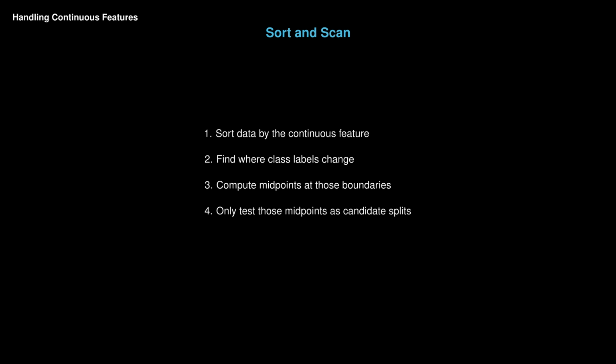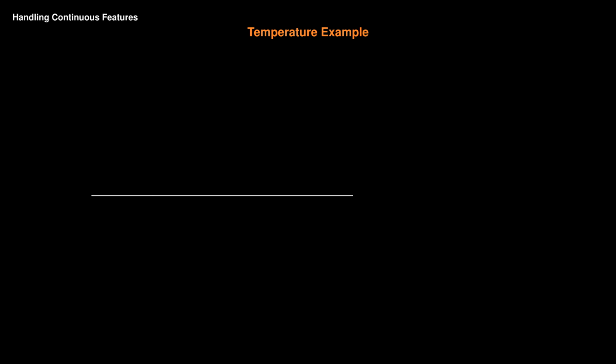The solution is elegant. First, sort all the data points by the continuous feature. Then scan through the sorted list and look for candidate split points. We do not need to test every possible number. We only need to test the midpoints between consecutive values where the class label changes. This turns an infinite problem into a very manageable one. Let us see this in action.